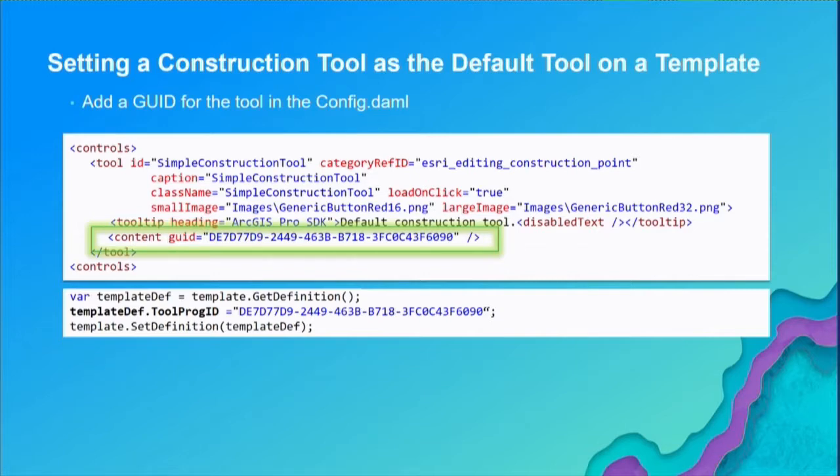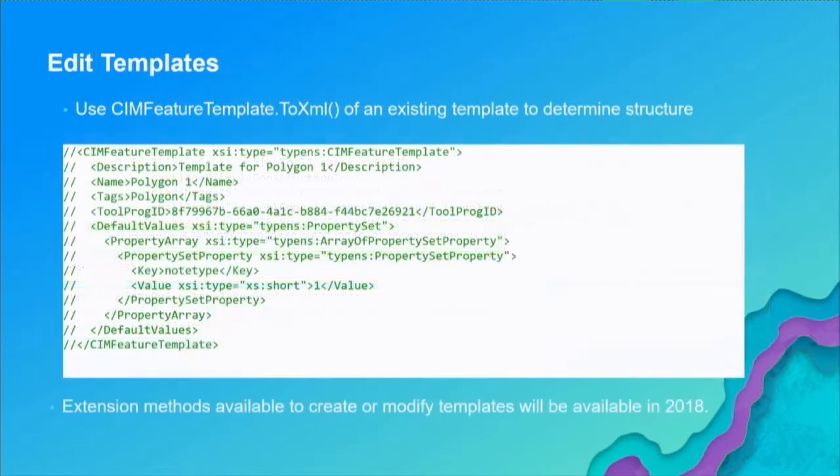Now you as a developer might say, okay, so I have this tool prog ID property. How do I know it's actually this secret GUID thing? How come it's not a DAML ID? And so unfortunately, some of the documentation may tell you these things, some of the documentation may not. So if you actually look at the template definition and the CIM and the XML, sorry, I'm doing this and it really means next slide.